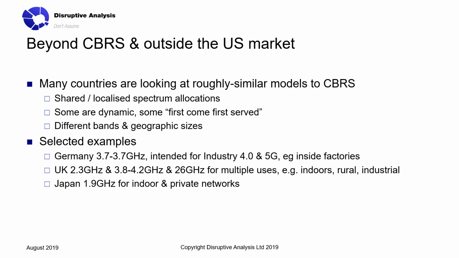There's this new band of 3.8 to 4.2, which is going to be available on a localized basis. And also 26 gigahertz for indoor usage. And there's an interest not just in indoor use, but also rural markets and industrial. I think that's going to be a very interesting thing to watch and see how that evolves in terms of speed compared with CBRS. The last one I'd say is that there's quite a lot going on in Japan and other markets such as Sweden, Netherlands, France looking at this as well.